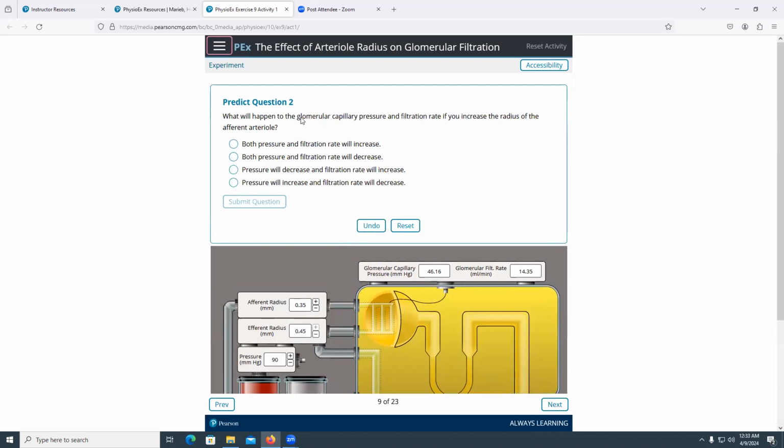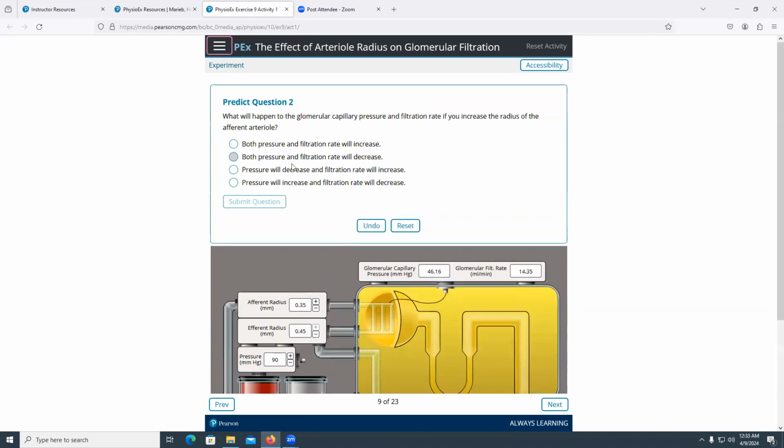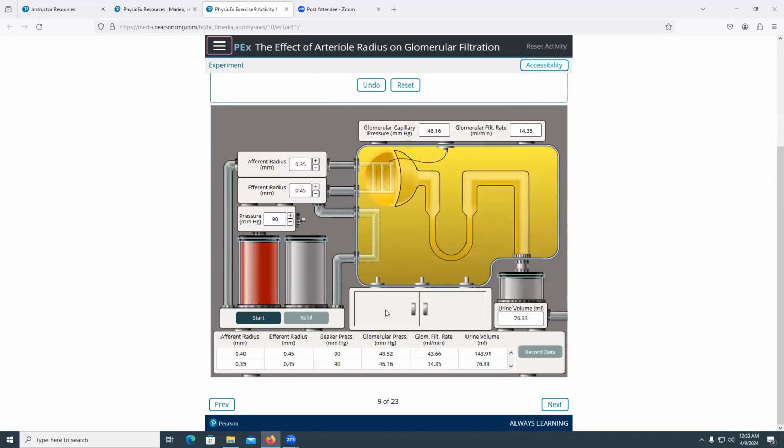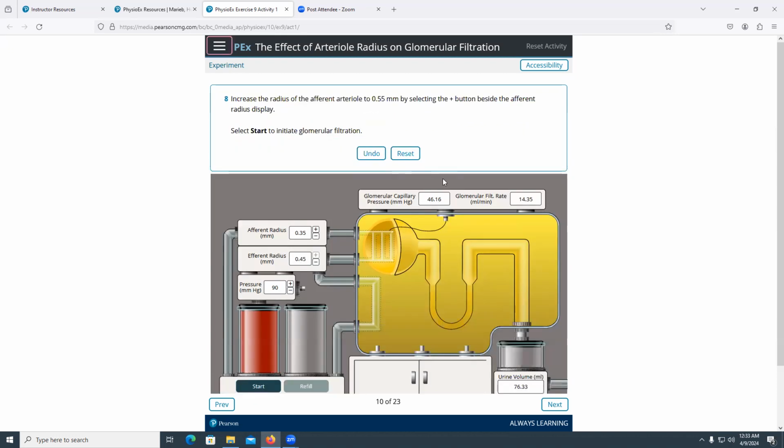Now, what will happen to the glomerular capillary pressure and filtration rate if you increase the radius? We're no longer going to be dropping the radius; we're going to be increasing. So I see the opposite is going to happen. When I decreased the radius, the urine volume dropped, the glomerular filtration rate dropped, and the glomerular pressure dropped. So if I increase, everything is going to increase. I assume both pressure and filtration rate will increase. Okay, increase the radius of the arteriole to 0.55. Let's go up to 0.55.